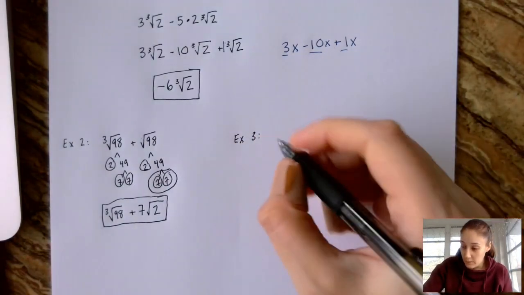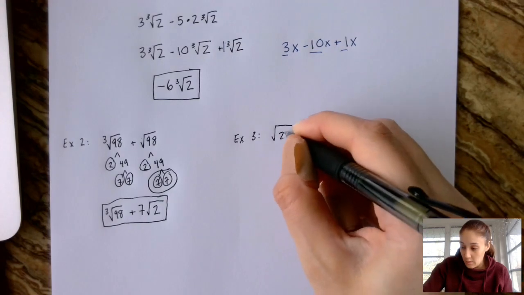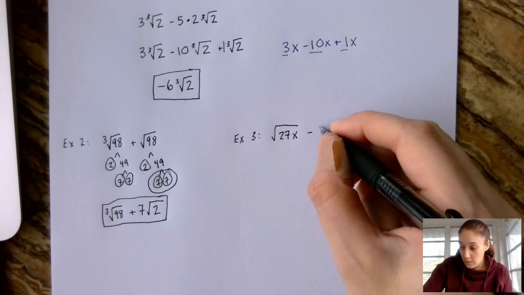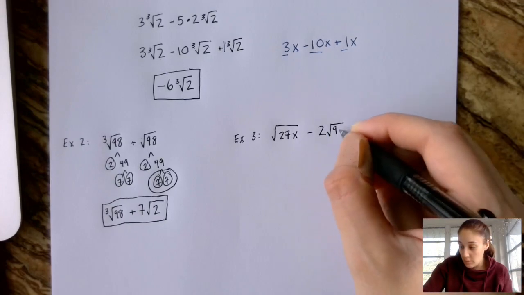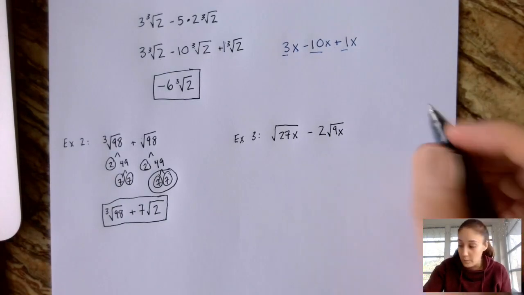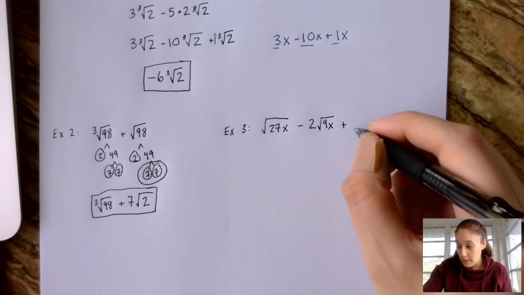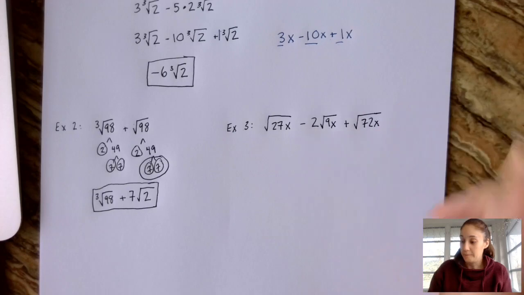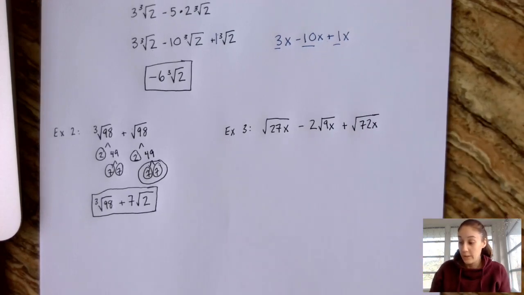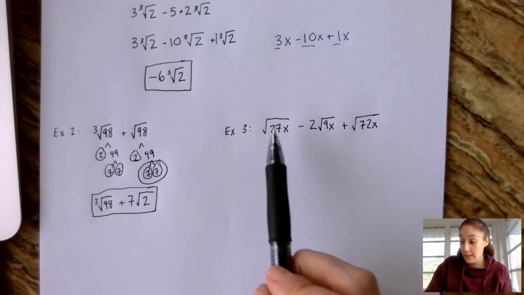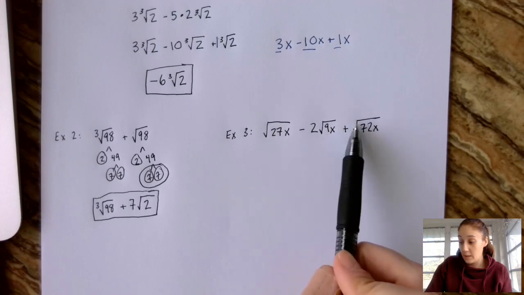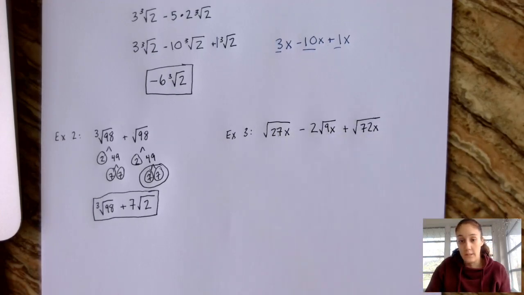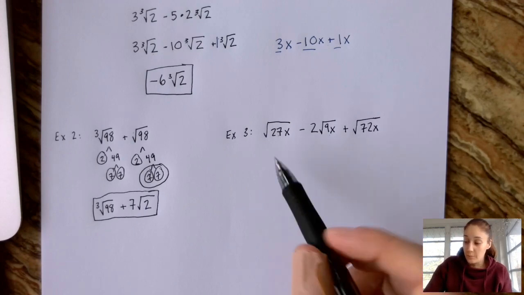Alright, and then let's try another example that's similar to this. Alright, so we're going to try radical 27x, so now we have some variables, minus 2 times radical 9x, or square root 9x, plus square root of 72x. Alright, so again, we can see that the indexes are the same, they're all square roots, but the radicands are definitely not the same. Alright, so we're going to have to break these down.